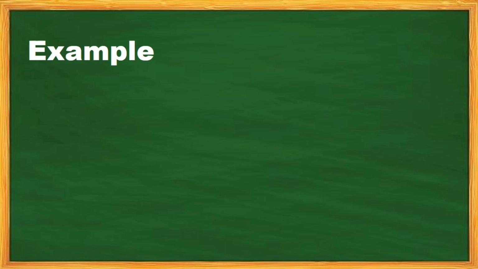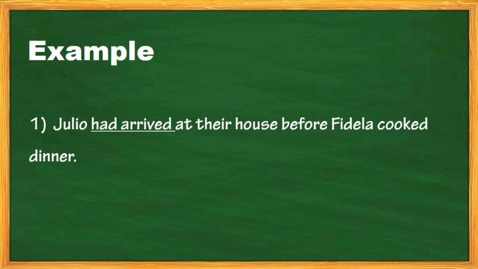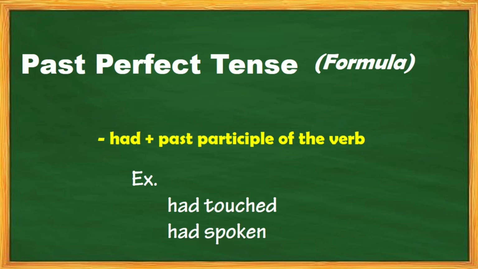In a sentence, Julio had arrived at their house before Fidela cooked dinner. Take note, our first verb is had arrived and the second one is cooked. Had arrived happened first before cooked. Our sentence has two verbs, namely had arrived for past perfect tense and cooked for simple past tense. Remember the formula for past perfect tense: had plus past participle of the verb.